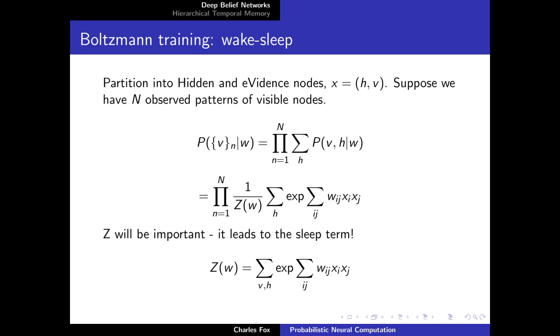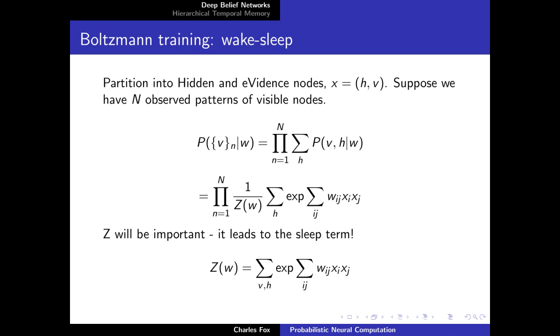So we can partition a set of nodes X into a set of hidden nodes and a set of visible nodes. And let's suppose we have n observed patterns of visible nodes. So these are like your letters that you programmed in last week. So you can say the probability of you observing all of your data, all the patterns you've seen, given a particular set of weights, is going to be given by the product of observing each pattern. Then, because you are dealing with hidden nodes, you can marginalize out the hidden nodes. So this is the joint distribution of V and H conditioned on W, but we're going to marginalize out over H. So this is effectively just the probability of V given W.